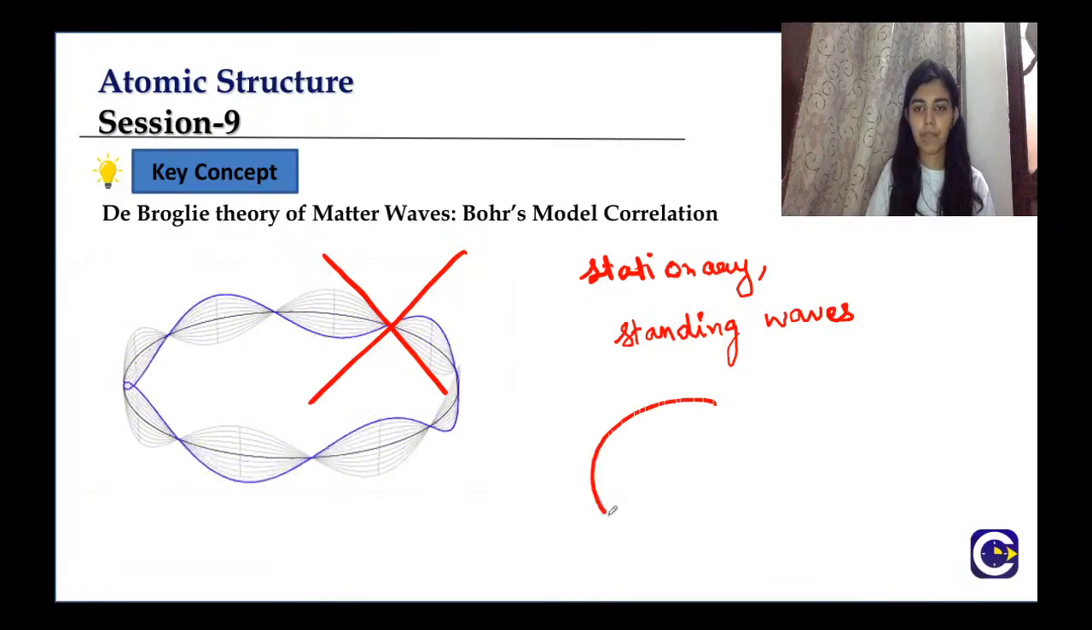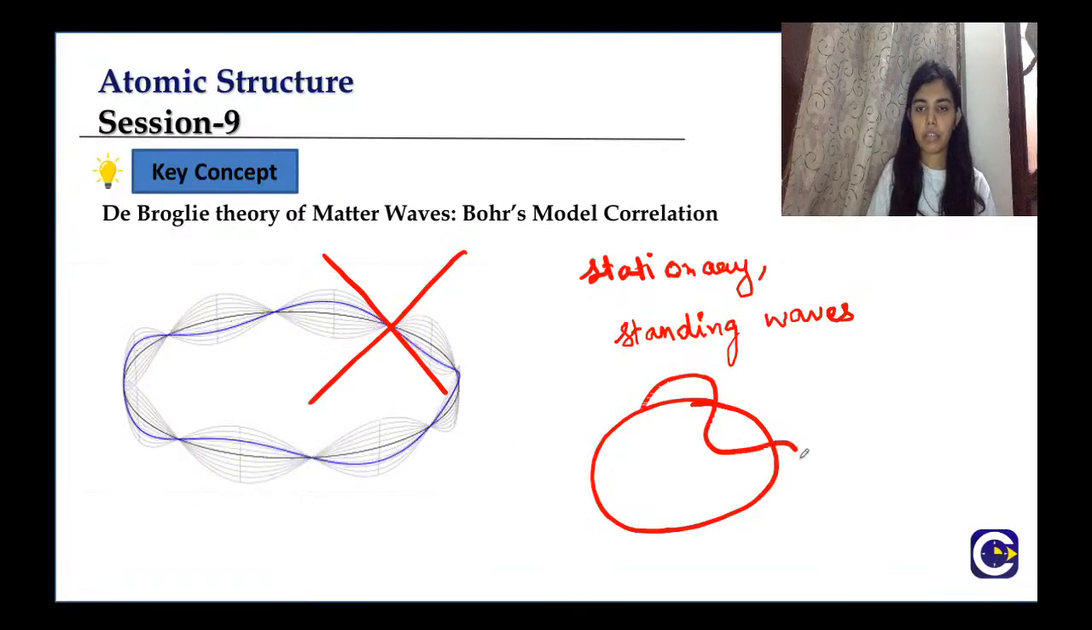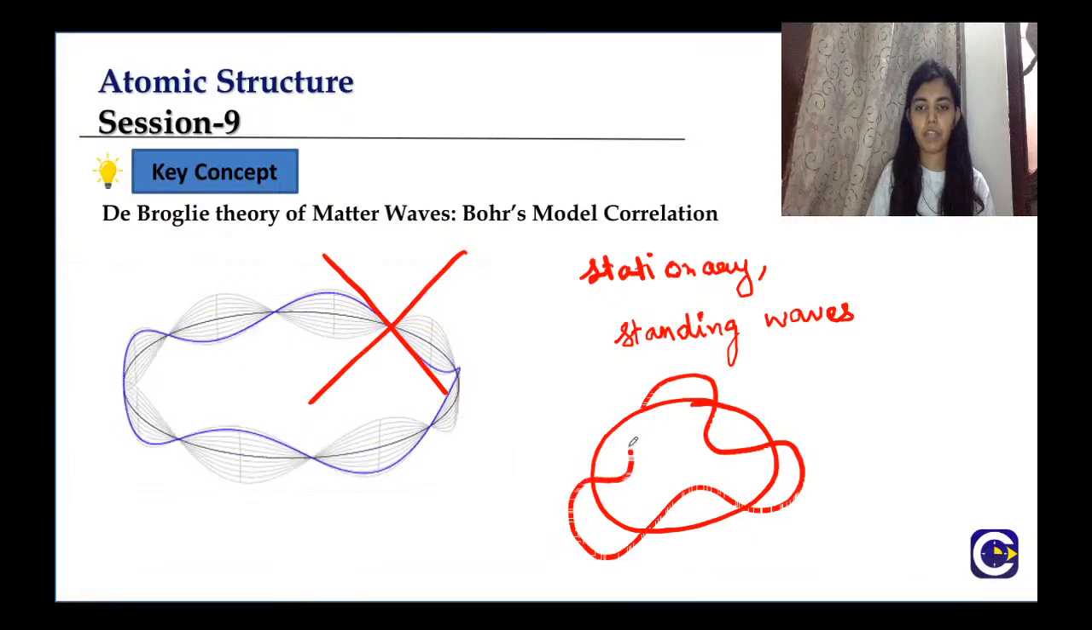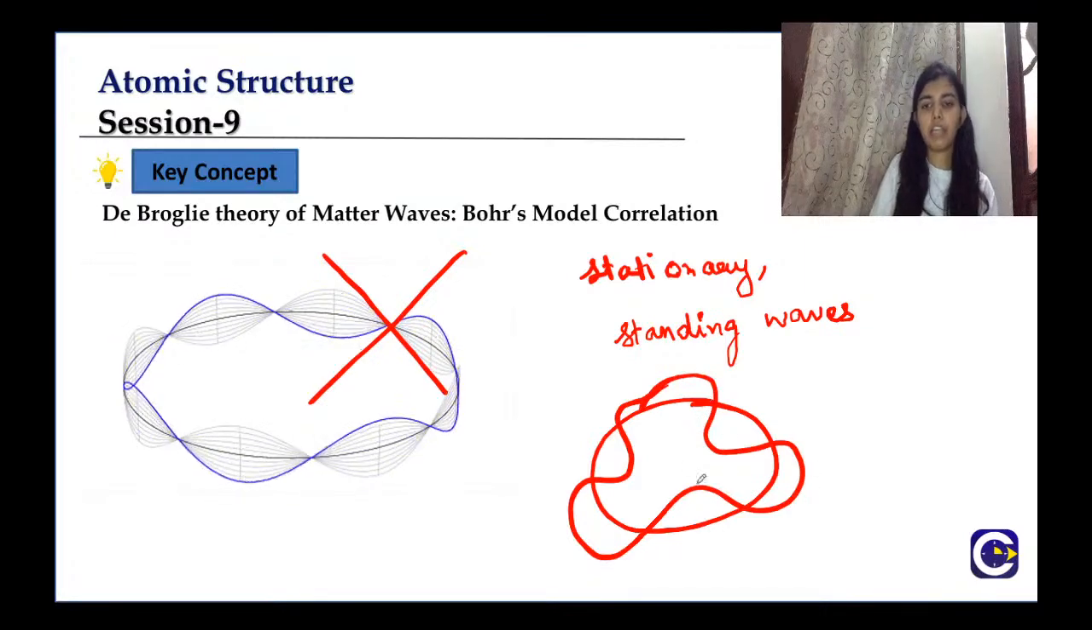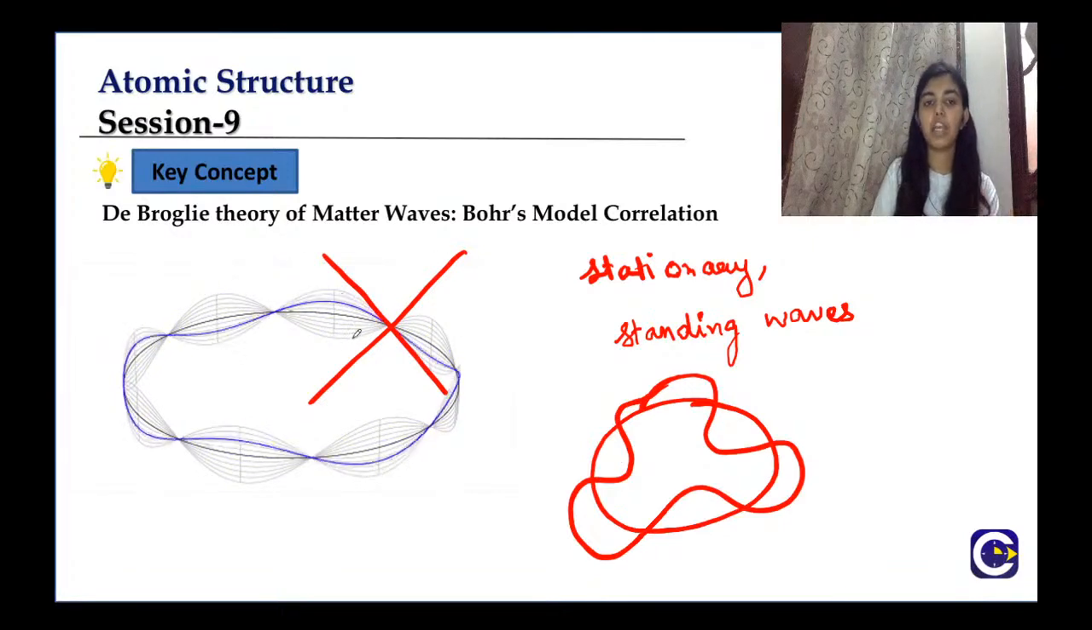For example, let us say that this is the orbit in which the electron is revolving. So the wave can be drawn like this. This is the Bohr orbit in which the electron is revolving. So he said that the matter wave which is associated with the electron is stationary, it is not moving like the ordinary wave.